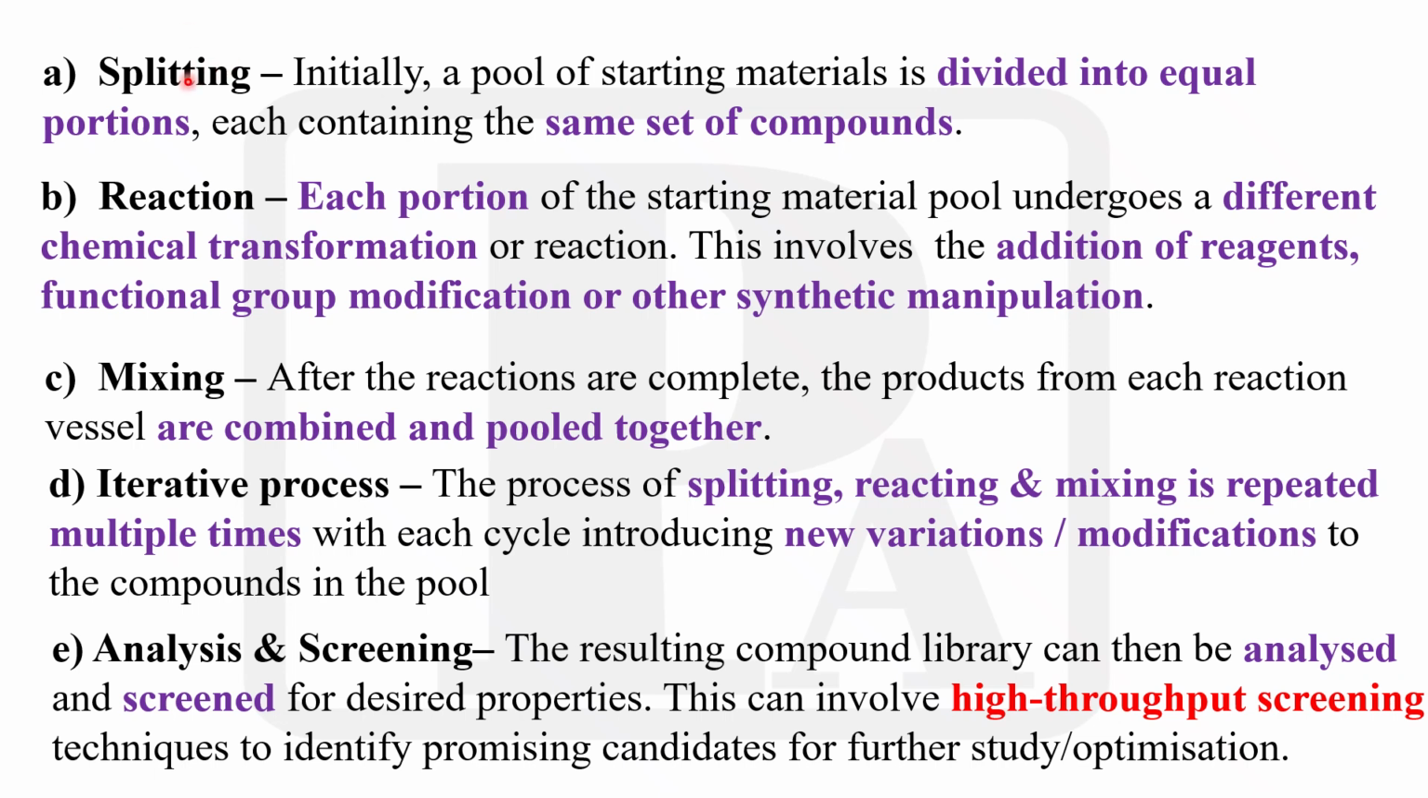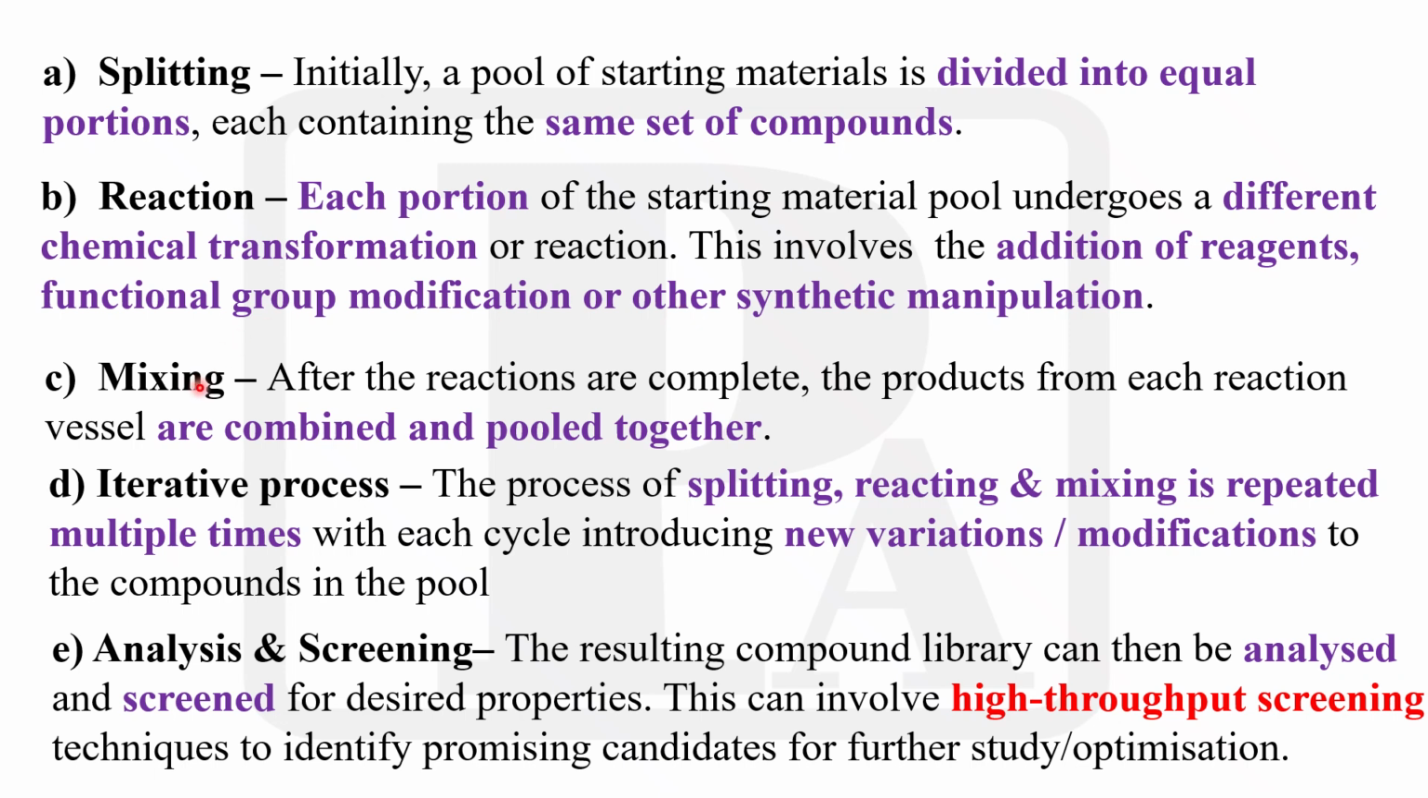First is splitting. The name itself indicates splitting means dividing. So the starting materials should be divided into equal portions, and those portions have the same set of compounds. So splitting is a division. Starting materials are divided into smaller portions that have the same set of compounds. Next one is reaction. The divided portions undergo chemical transformation. That may involve addition of reagents, functional group modification, or other synthetic manipulation.